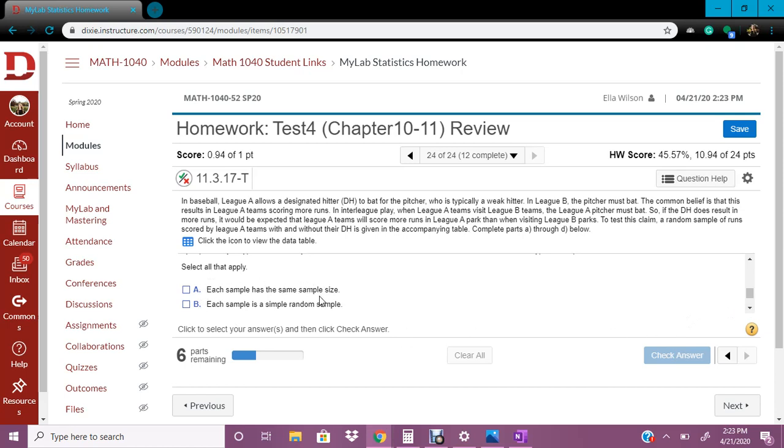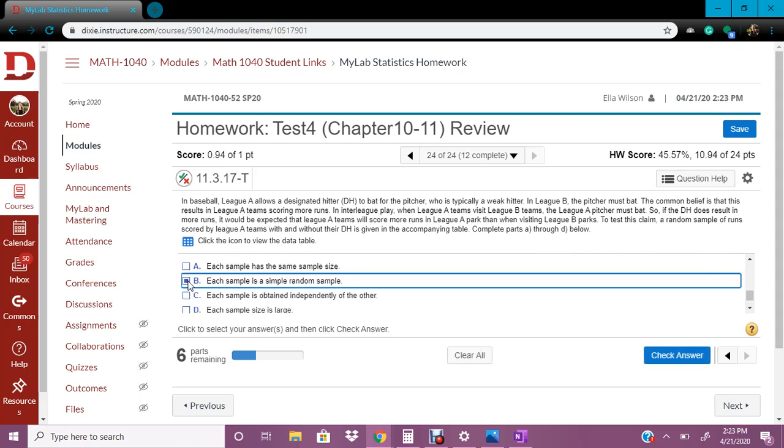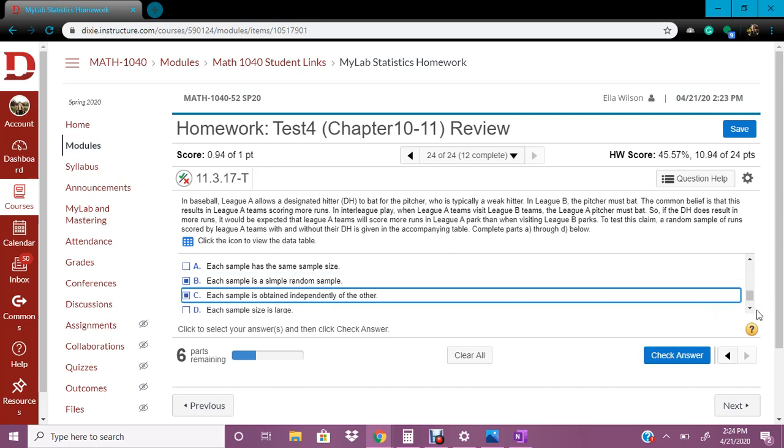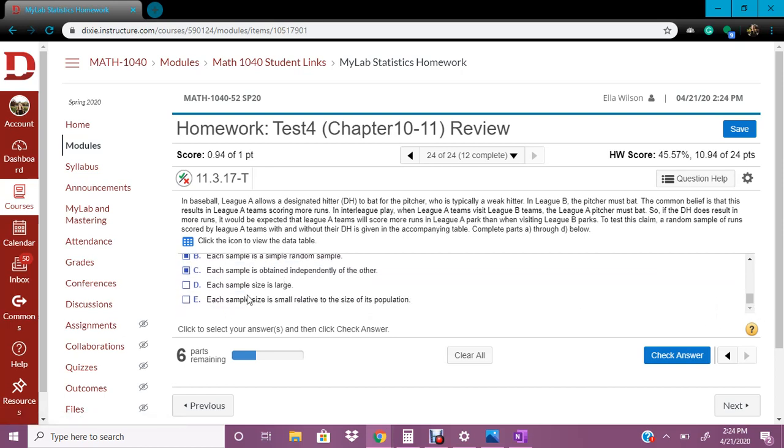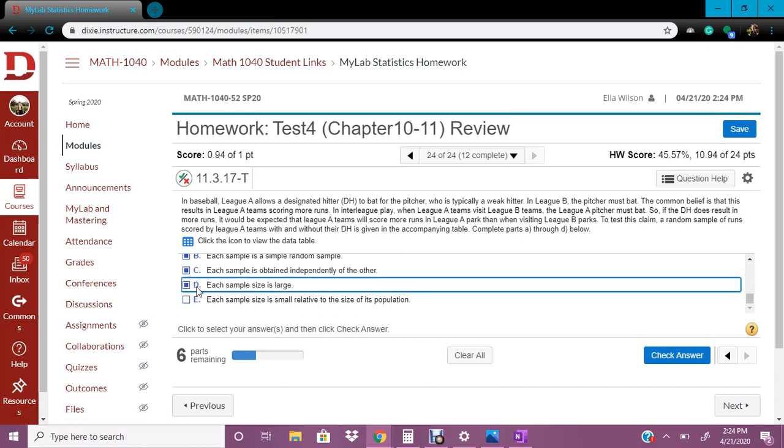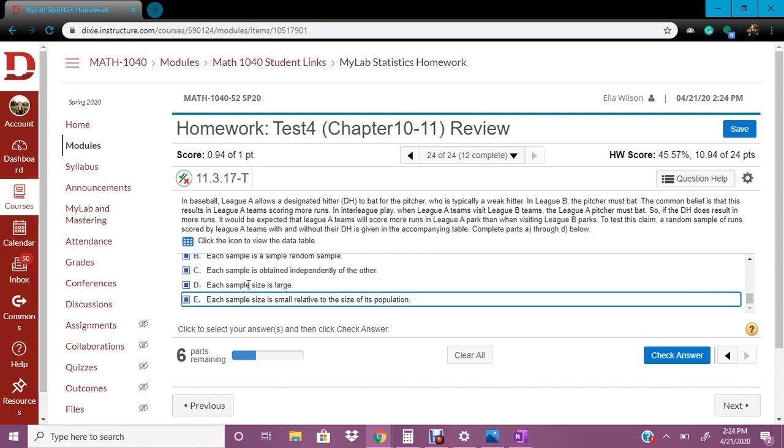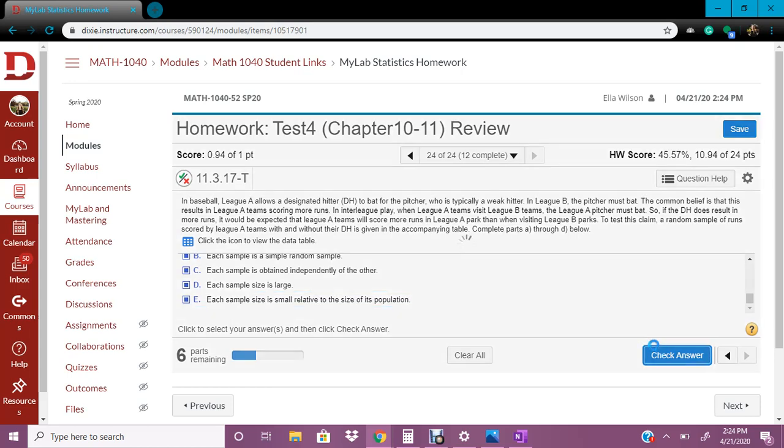Each sample has the same sample size. That doesn't really matter. Each sample is a simple random sample. Yes, that matters. It's not biased. Each sample is obtained independently of each other. One does not affect the other. Sample size is large. Yeah, that works. Each sample size is relatively small, though, to its population. It's kind of weird to highlight both, but yeah.